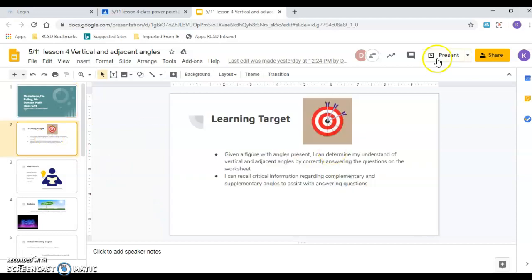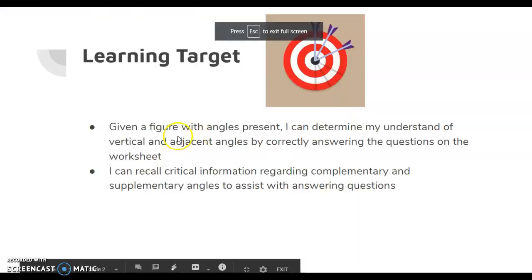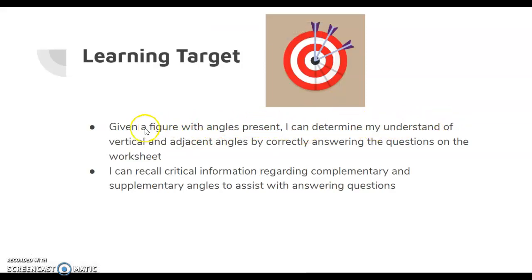So our learning targets: given a figure with angles present, I can determine my understanding of vertical and adjacent angles by correctly answering the questions on the worksheet. I can recall critical information regarding complementary and supplementary angles to assist with answering the questions. We did complementary and supplementary angles last week. Remember, you get a complement on a test if you got a 90. So complementary angles add up to 90. They're two angles that together add up to 90.